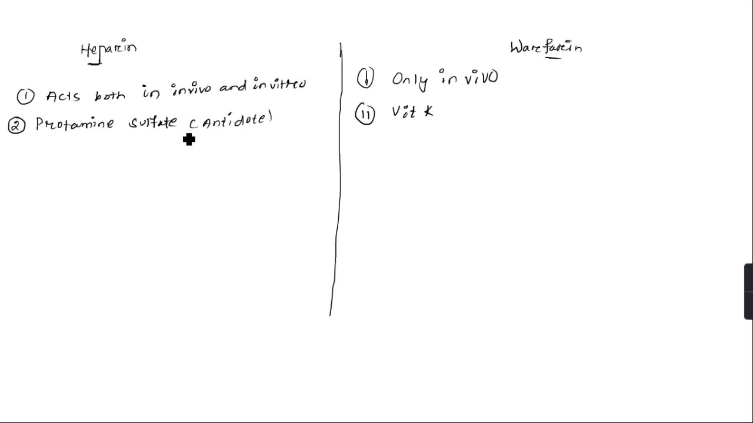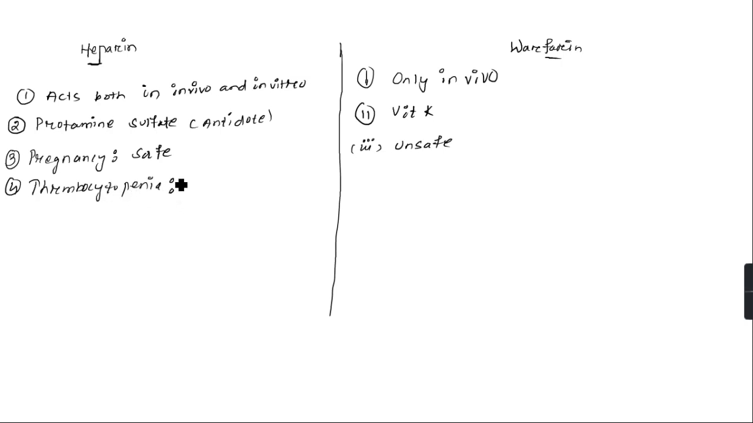Third point is pregnancy. Heparin is safe. Warfarin is unsafe. Okay. Fourth point is thrombocytopenia. Here it is more. Here it is less.